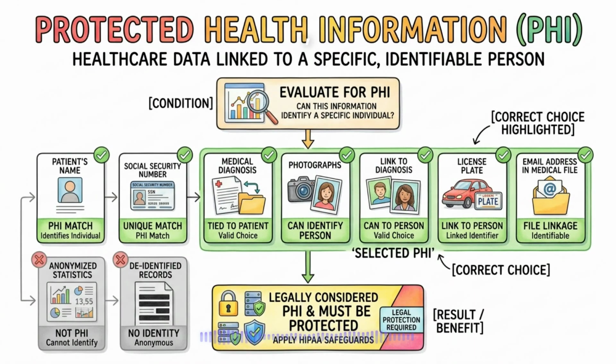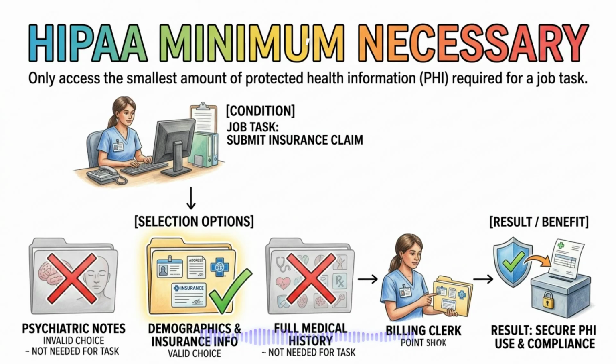PHI includes any information about health status, provision of healthcare, or payment for healthcare that can be linked to a specific, identifiable individual. This includes obvious things like a patient's name, social security number, and medical diagnosis. But it also includes photographs, vehicle license plates, and even email addresses if they are tied to a medical file. If a piece of information can be used to figure out who the patient is, it is legally considered PHI and must be protected.